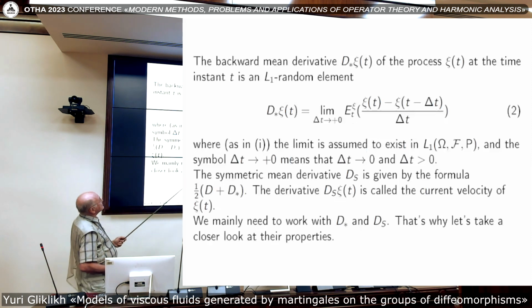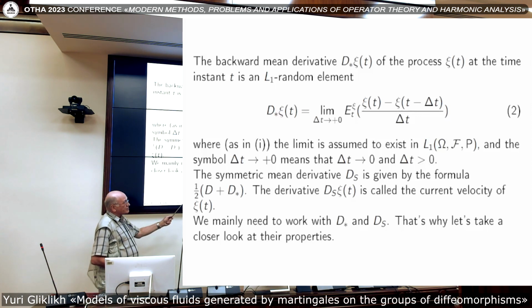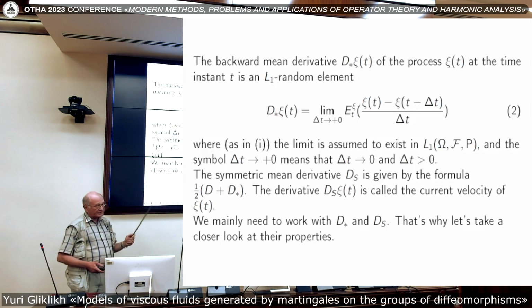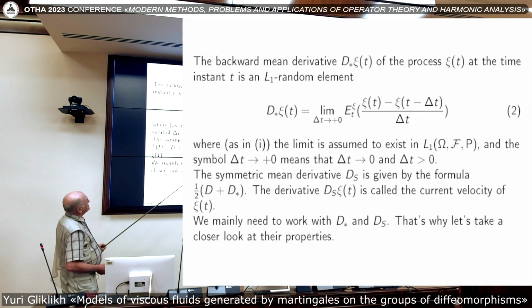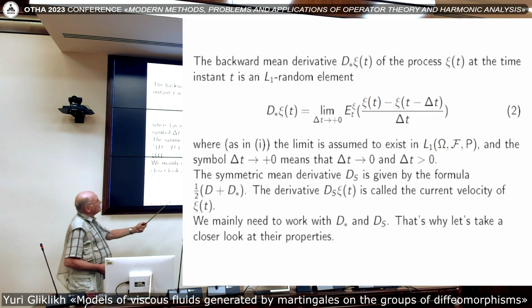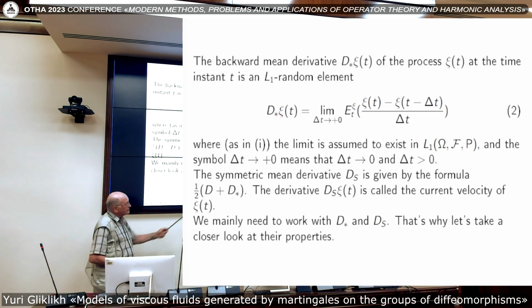The half sum is called the symmetric mean derivative, you see. And the symmetric derivative of a process is called the current velocity. There is also osmotic velocity, which is the half difference, but we shall not consider it in this talk. We will mainly work with backward and symmetric mean derivatives.